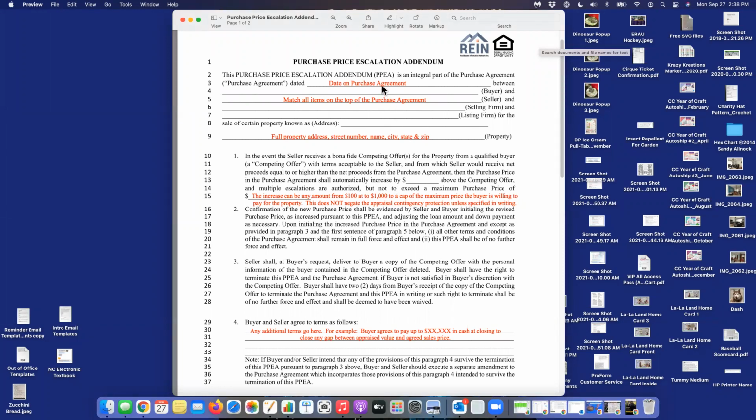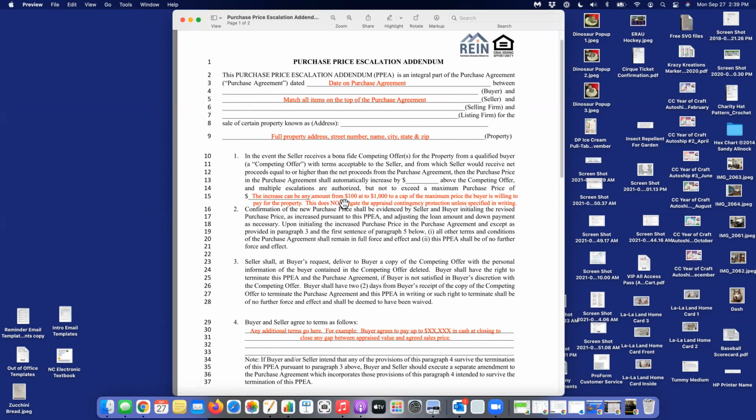All of the top matches just like everything else you're used to seeing with the purchase agreement and the PICA and all the amendments thus far. So it all becomes an integral part of the contract with all of this information on it. And then this describes the escalation. In the event the seller receives a bona fide competing offer with terms acceptable to the seller, then this purchase agreement shall automatically increase by, and again, you're going to put whatever amount that is.